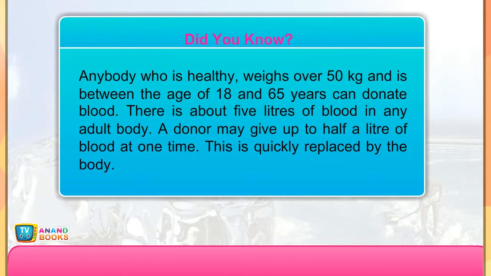Did you know? Anybody who is healthy, weighs over 50 kgs and is between the age of 18 to 65 years can donate blood. There is about 5 liters of blood in any adult body. A donor may give up to half a liter of blood at one time. This is quickly replaced by the body.